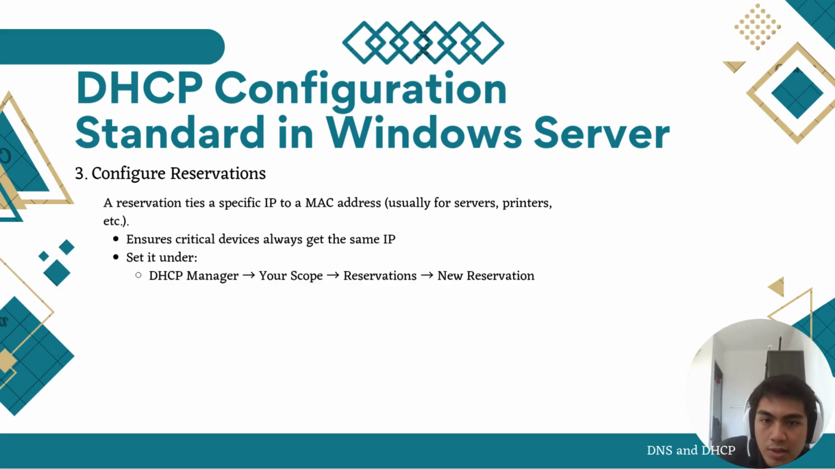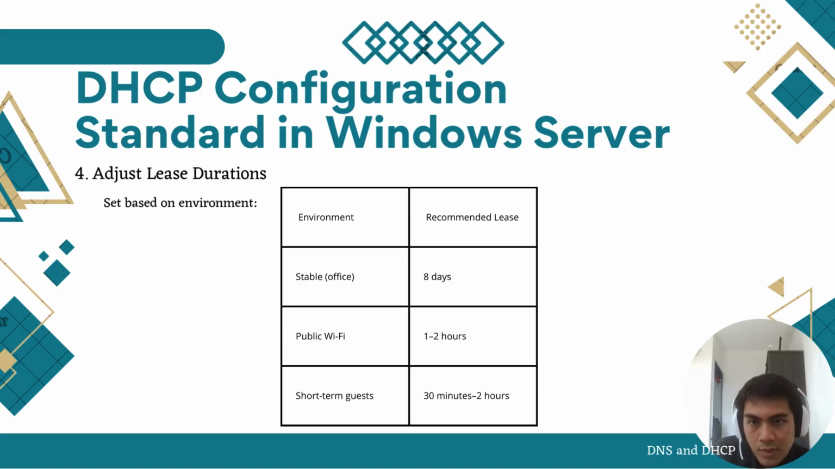Okay, third, configure reservation. A reservation ties a specific IP to a MAC address, usually for servers, printers, etc. This ensures critical devices always get the same IP. Set it under DHCP Manager, your scope, Reservations, New Reservation. For adjusting lease duration, set based on environment. Environment and recommended lease: stable, 8 days; public Wi-Fi, 1 to 2 hours; short-term guest, 30 minutes to 2 hours.